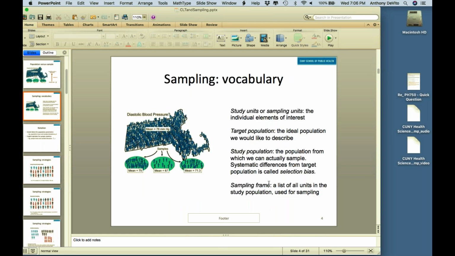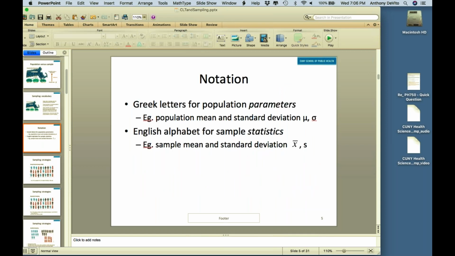Okay. And sampling frame lists all the units in the study population used for sampling. We're going to be talking about that as we move forward. Again, Greek letters for population information, parameters. I didn't mean to call it statistics, like mu and sigma. English alphabet for sample statistics, like X bar for the mean and S for the standard deviation, the corollary to mu and sigma for the population.